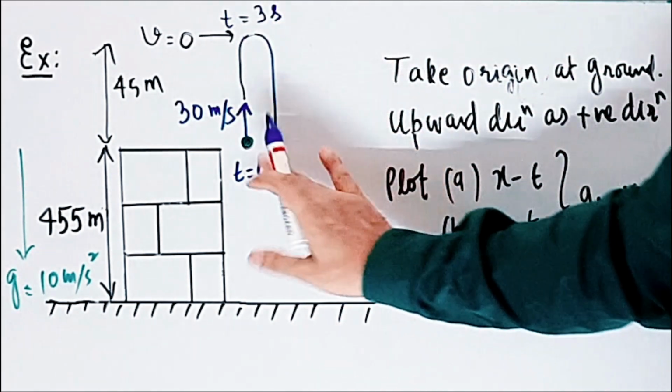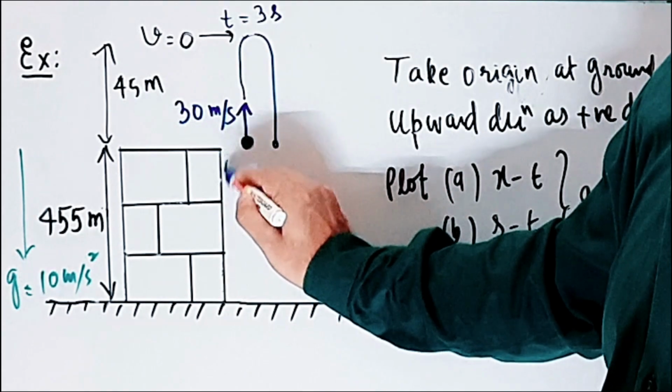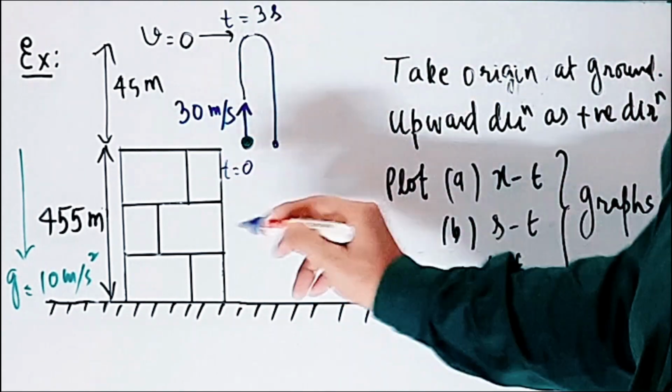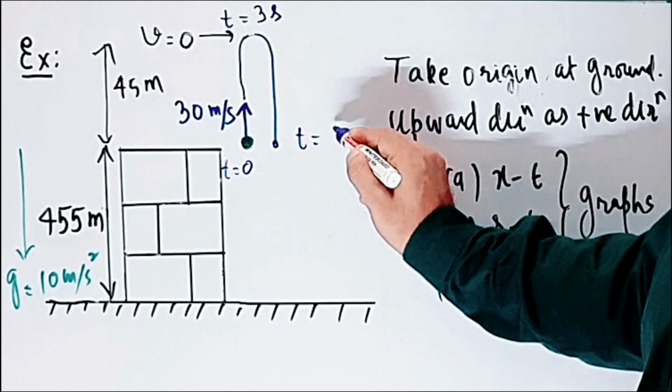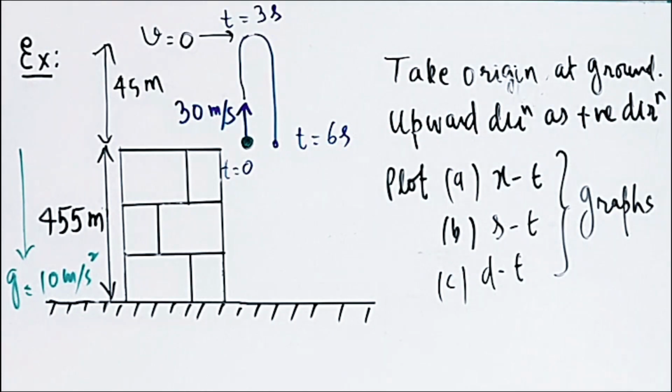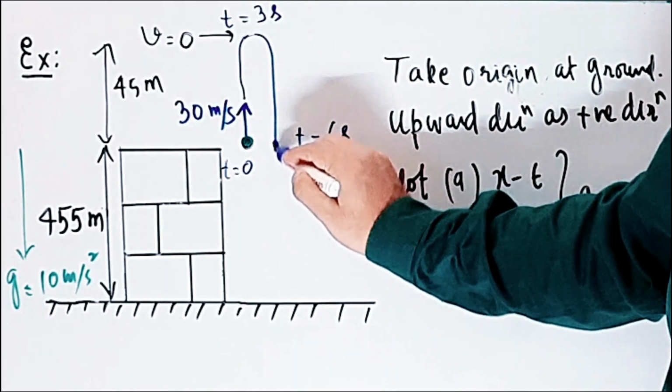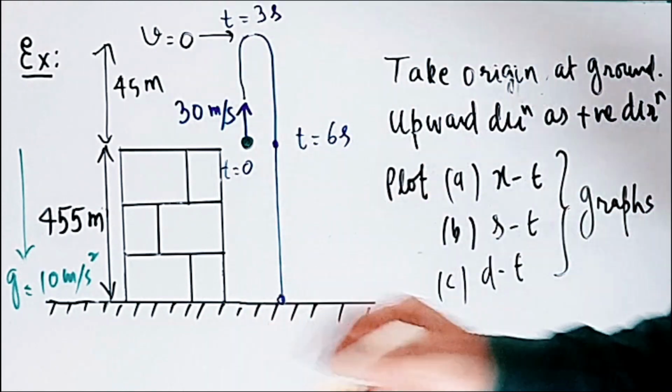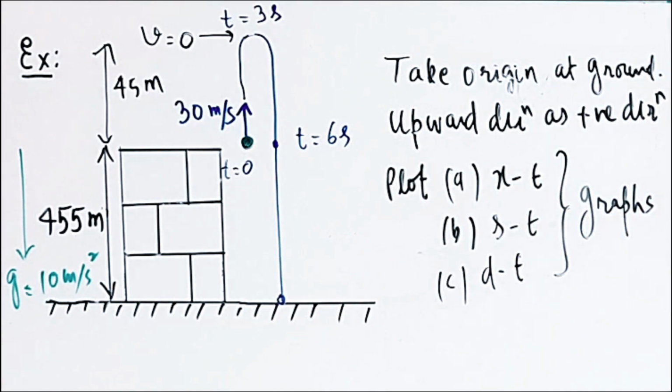So at the moment of time, if this is t equal to 0, this is t equal to 3, and this is t equal to 6 seconds, then it will come down here and fall down. And for this overall time of motion, we have a direct formula, or I can do it orally.